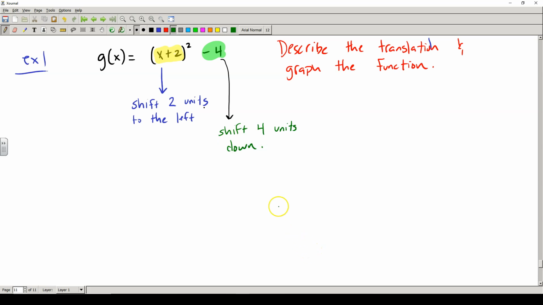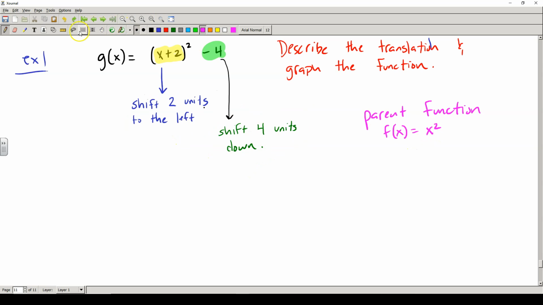And so we want to be able to look at the function and describe what is happening in comparison to the parent function. I'm going to put the parent function over here. The parent function is just x squared. If we think about the most basic quadratic function, it's going to be x squared. Compared to this parent function, this function is going to move to the left and it's going to move down.